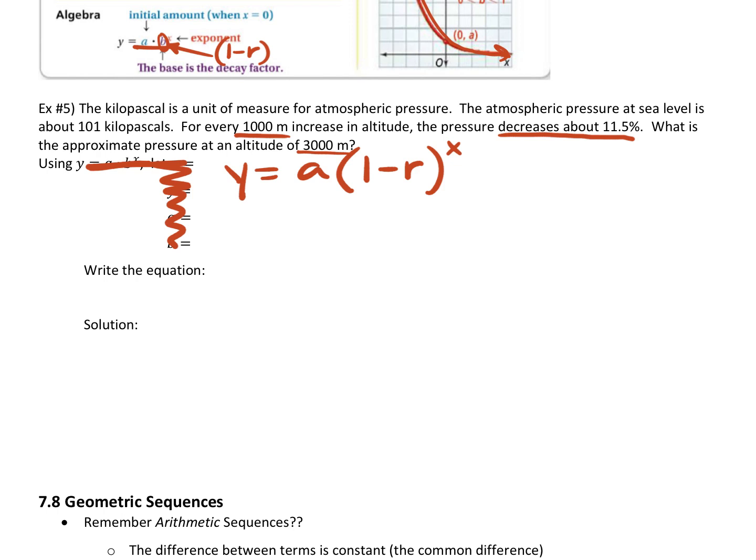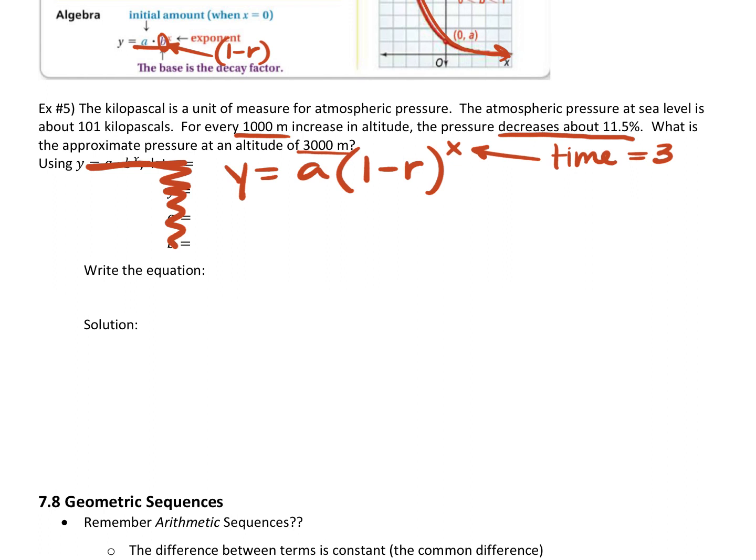Here's my first question. If it changes every 1,000 meters, how many cycles are we doing in this problem? 3, because it's going to 3,000 meters. So if every 1,000 is where the decrease happens, then our t or our x, our time, in this problem is going to be 3. Does that make sense? Every 1,000, we're decreasing. So t or x is going to be 3.